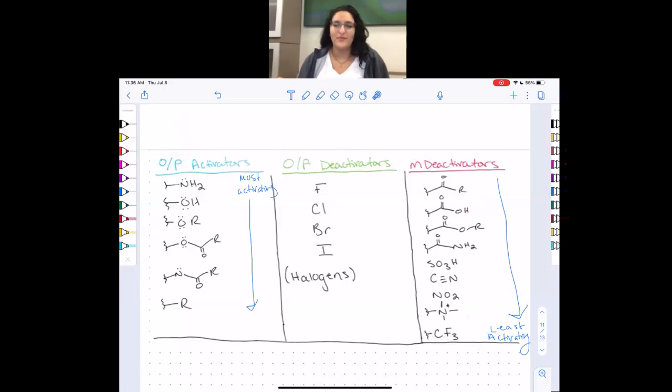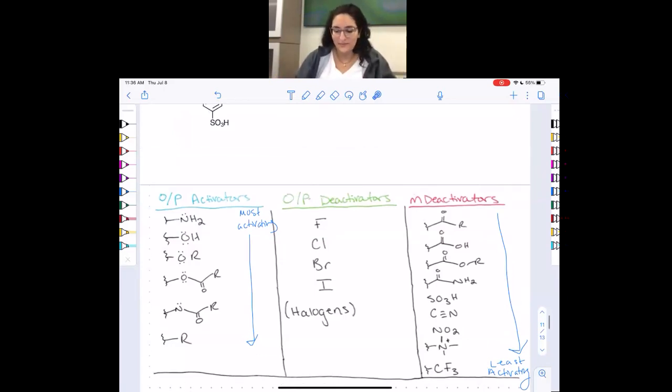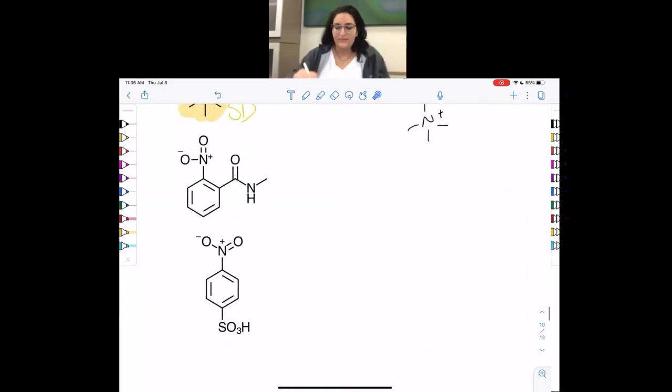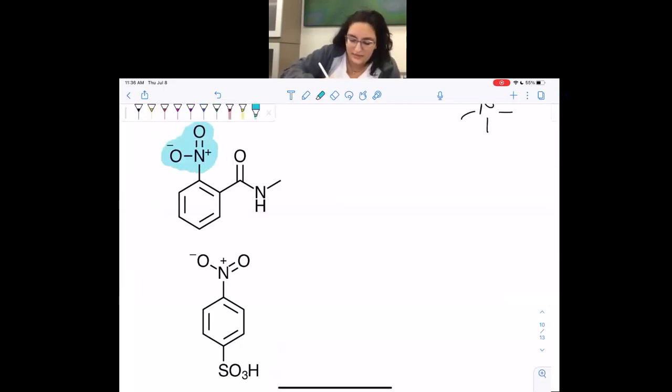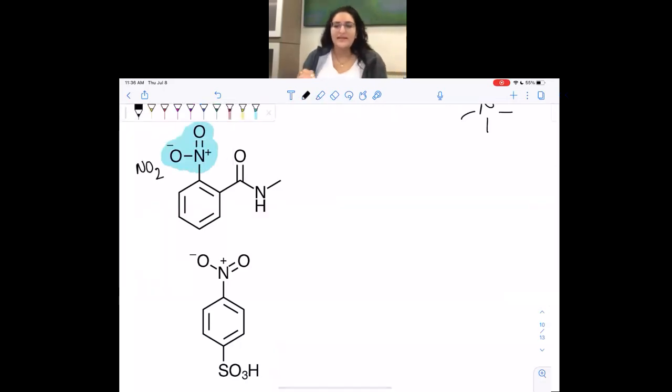That was a mouthful, and that might just sound like gibberish right now, so let's look at an example. So, this group, aka NO2, is it an activator, a weak deactivator, or a strong deactivator?